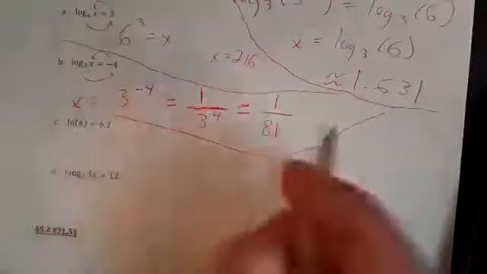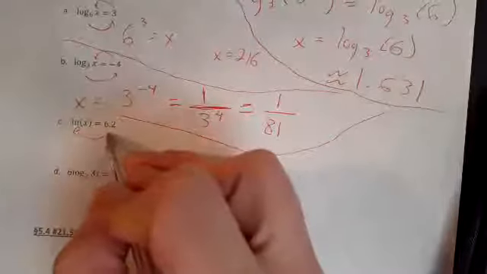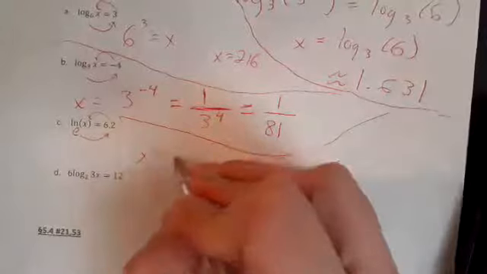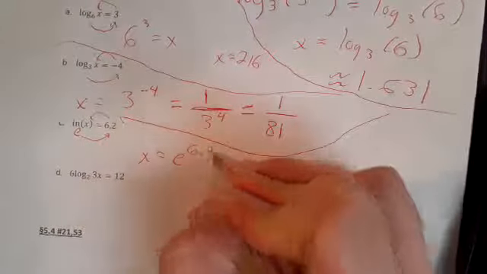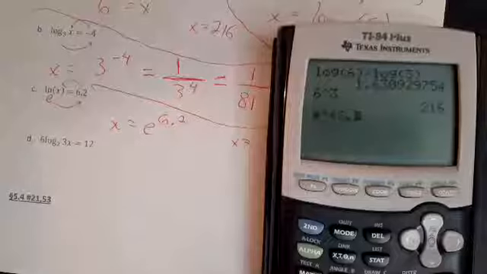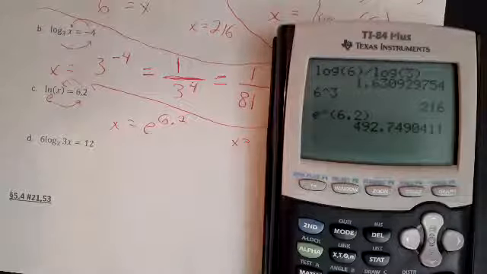So this is ln. This is a base of e, if you want to think about it. So if you want to do it, you can do it with base e. You can do this little circle thing. But x is what? e to the 6.2. So I have to figure out whatever e to the 6.2 is. It's around 492.75.